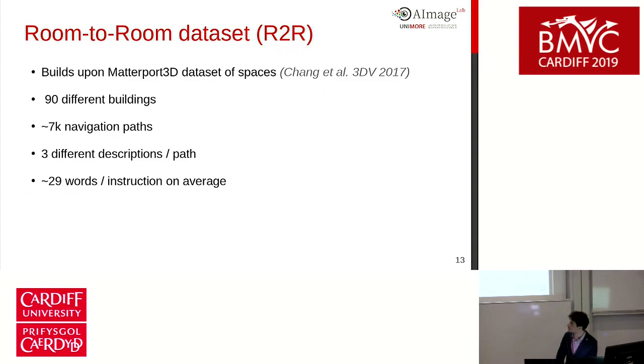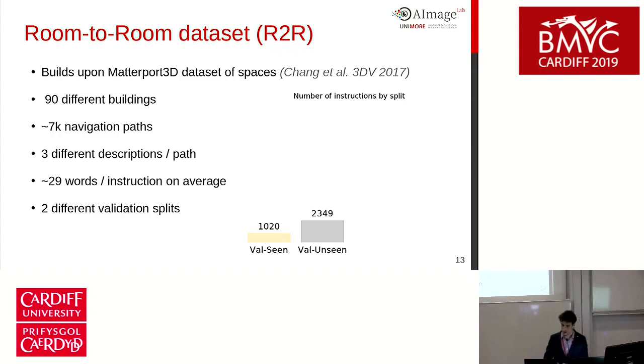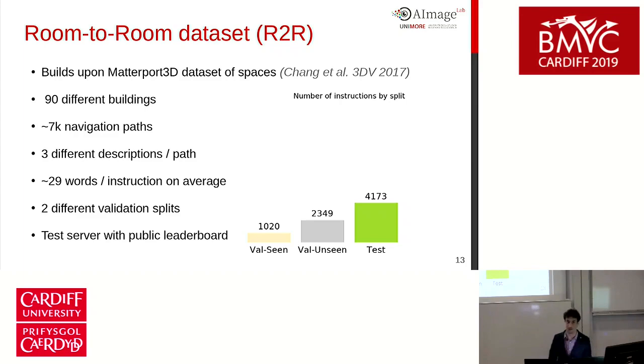All of our experiments are carried out on the Room-to-Room dataset proposed by Anderson et al., which builds upon the Matterport dataset of spaces and comprises 90 different buildings and 7,000 navigation paths. Each path is described by three different instructions, which makes about 21,000 descriptions. There are two different validation splits. The first validation takes place in buildings that we have already seen during training, so the agent knows the environment, while the validation unseen split only contains buildings that are totally new and unexplored. Then there is a test server with a public leaderboard, which is publicly accessible online. All the results are public. And all of the other instructions go in the train set.